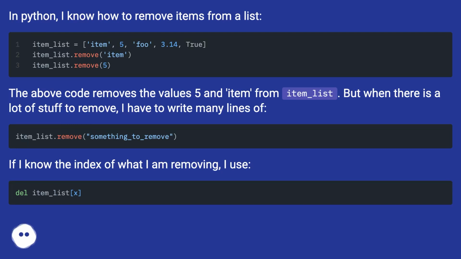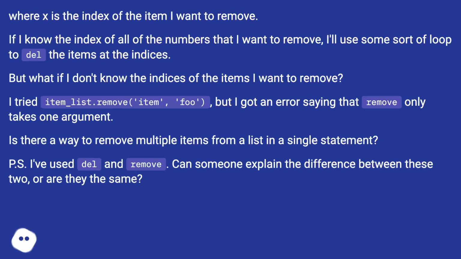If I know the index of what I am removing, I use del item_list[x], where x is the index of the item I want to remove. If I know the index of all of the numbers that I want to remove, I'll use some sort of loop to delete the items at the indices. But what if I don't know the indices of the items I want to remove?